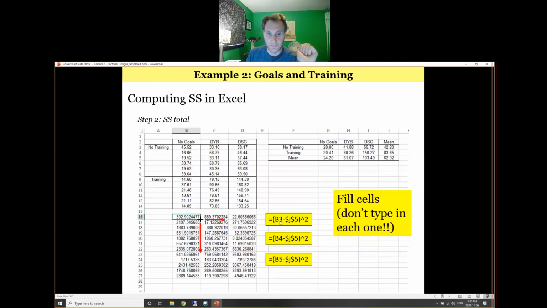So notice what I'm doing. First, I'm taking the cell B3, so my first cell, and I'm subtracting out cell J5, my grand mean, and I square it.